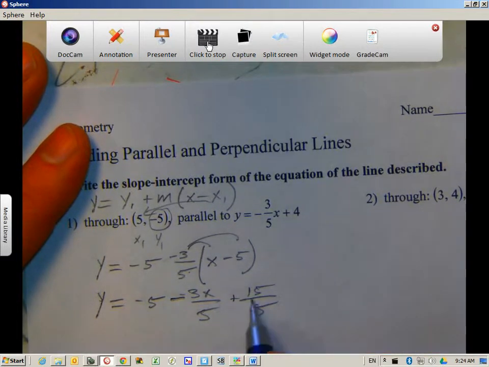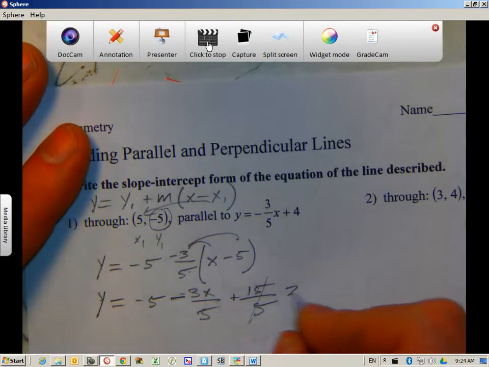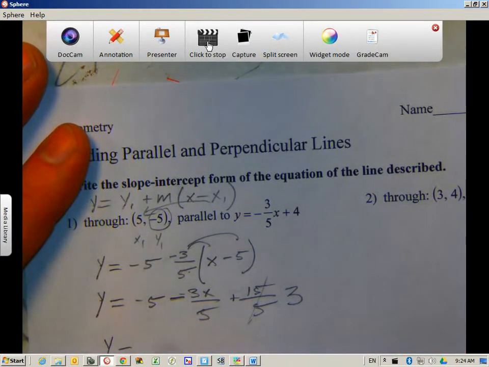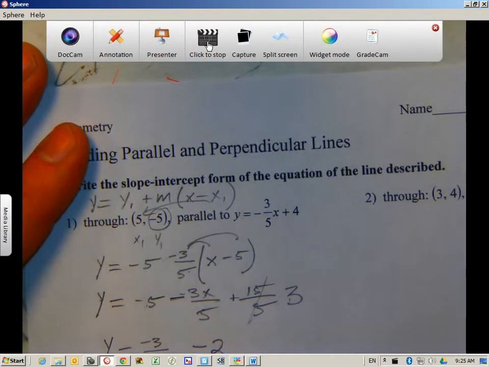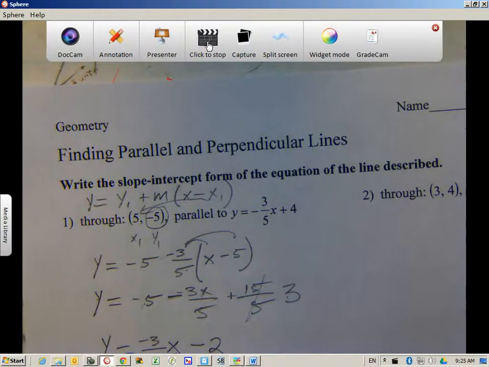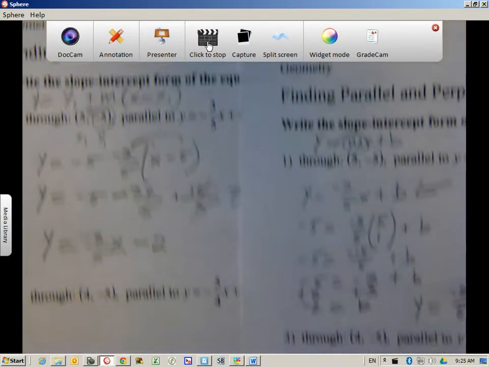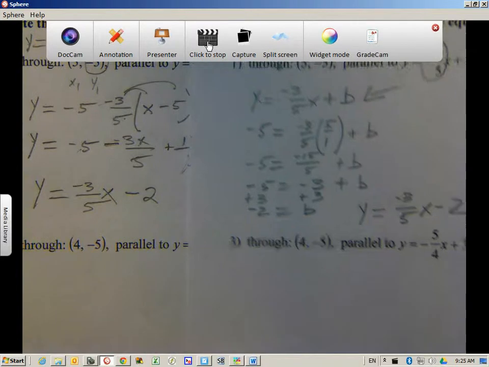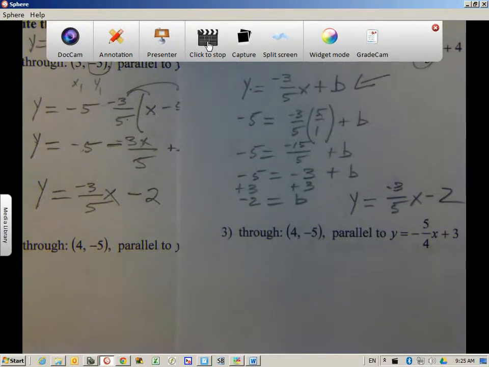I'm going to combine these like terms. Of course, this is simply equal to 3. So I'm going to get y equals negative 5 and 3 is negative 2. I'm going to put it here, and I'm going to leave my mx right here, minus 3x over 5. So y equals minus 3x over 5 minus 2, and I'm going to show you the original one we just worked out with our other procedure, and indeed we have got the same answer in slope-intercept.